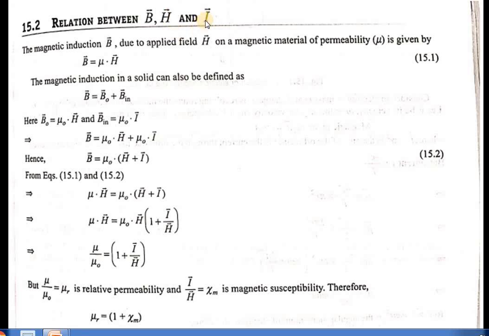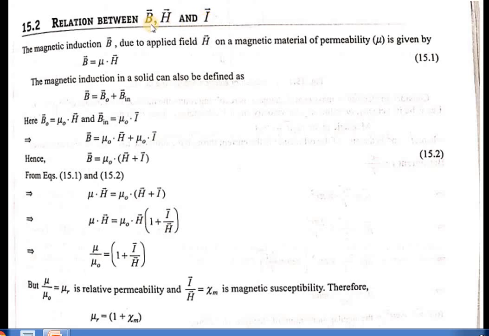And I is represented as intensity of magnetization, or simply magnetization. The ratio of magnetic moment to volume of the magnetic material is known as intensity of magnetization.